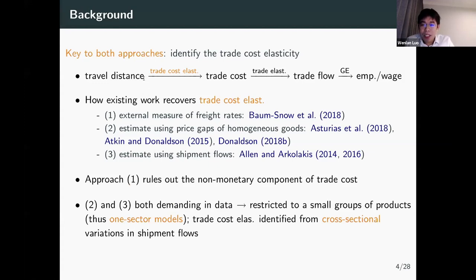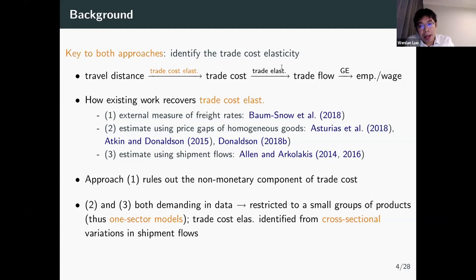Okay, so we roughly somehow know that once the network changes, then the travel distance between any two of the cities will change. This is shaped by the geographic feature of the network, the roads and the cities. And then we can map this change in the travel distance to the change in trade cost. But here we need to estimate some kind of elasticity that maps the distance to the trade cost.